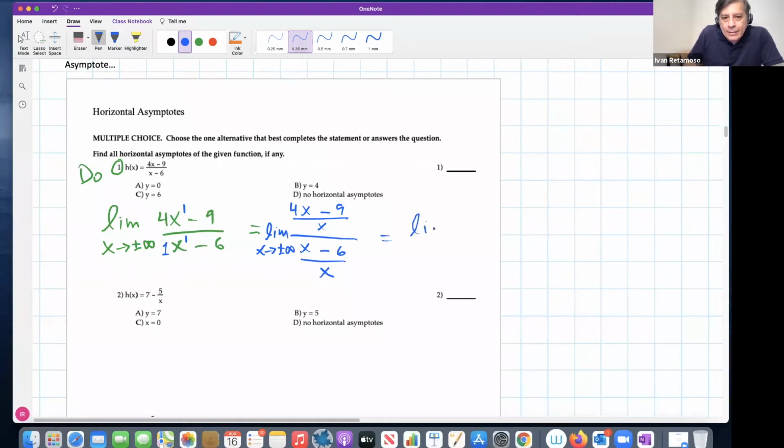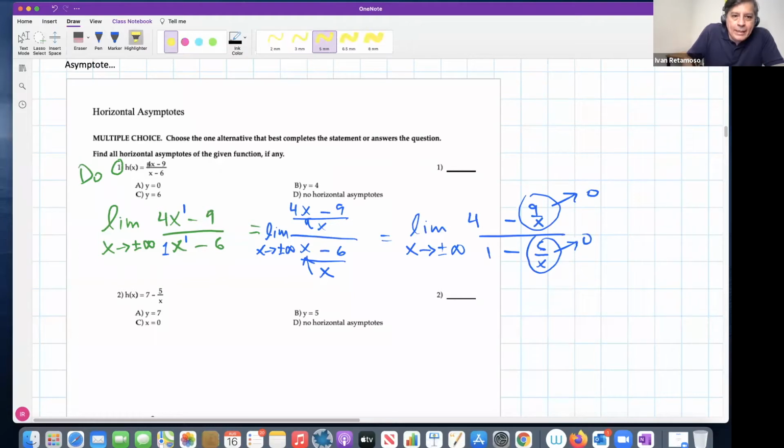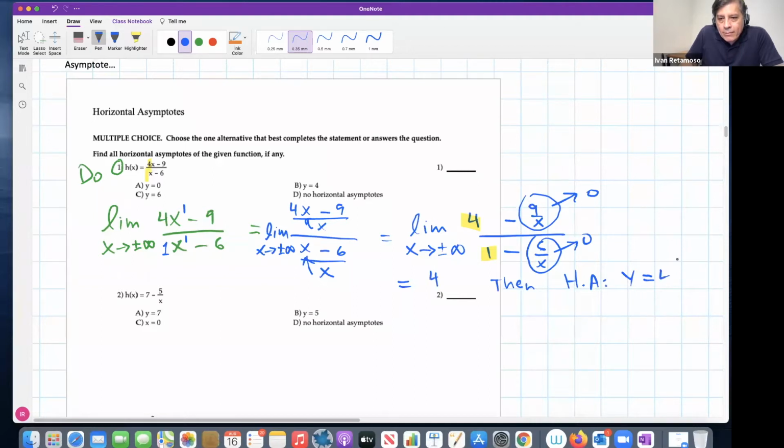See, guys, here. Mathematicians figured this out. This is 4 minus 9 over x, this is 1 minus 6 over x, but these terms will always go to 0, right? So the dominant terms are 4 and 1. That's what you keep in the end. So this will be just 4 over 1, 4. Then the horizontal asymptote is y equals 4. This is the equation of the horizontal asymptote.